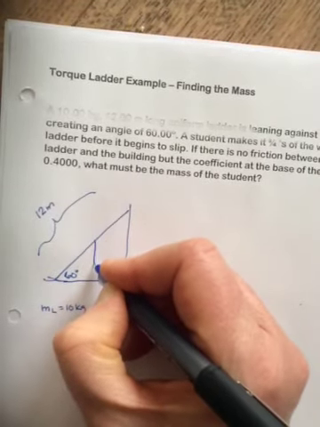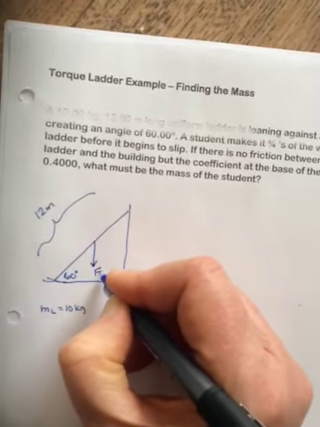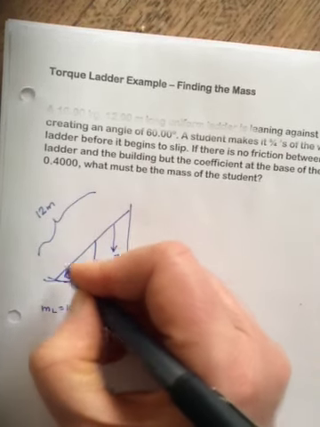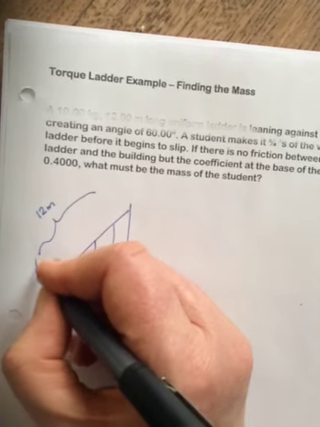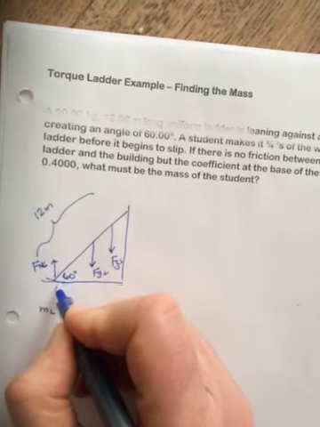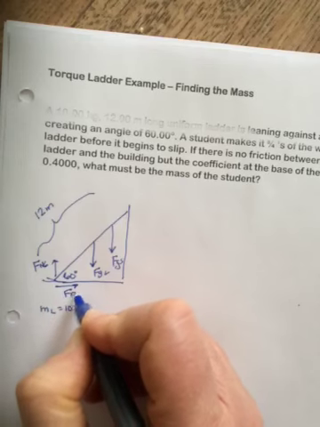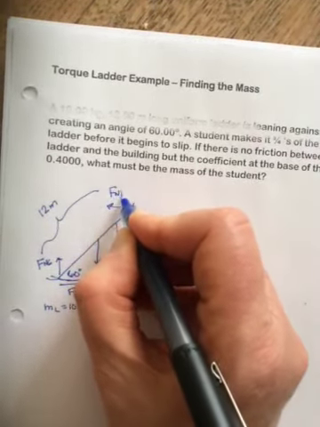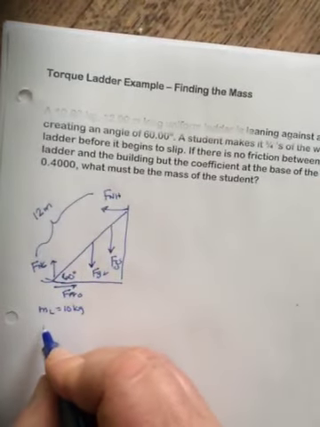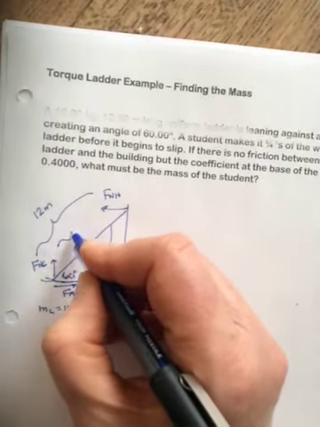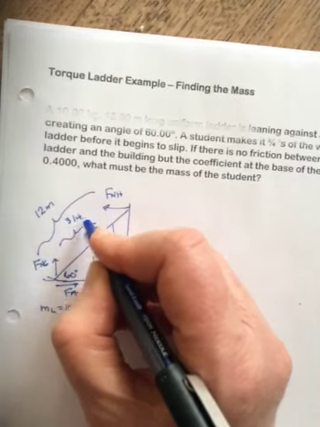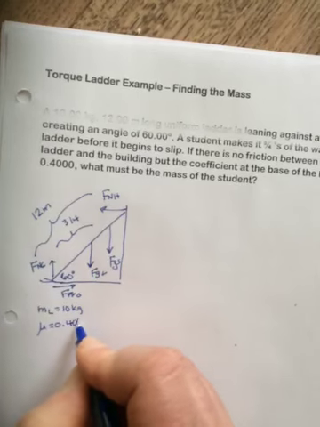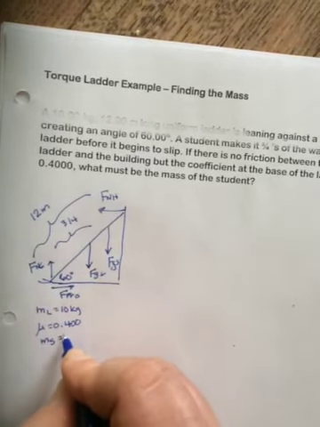Okay, so it's a uniform ladder. So here's FG of the ladder. FG of the student is somewhere along here. There's an F normal of the ground, an F friction of the ground, an F normal of the house. It tells us the student makes it 3/4 of the way up, and it tells us the coefficient is 0.4, and we're looking for the mass of the student.